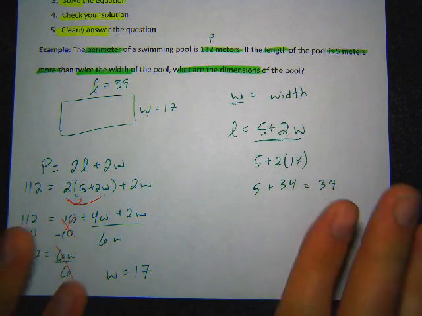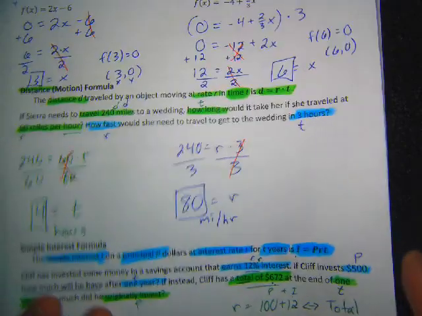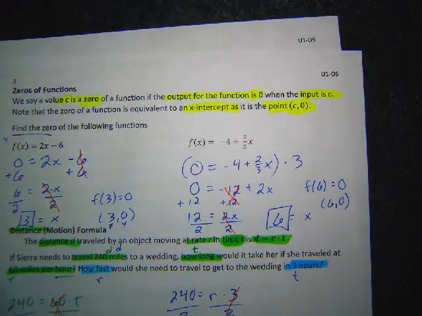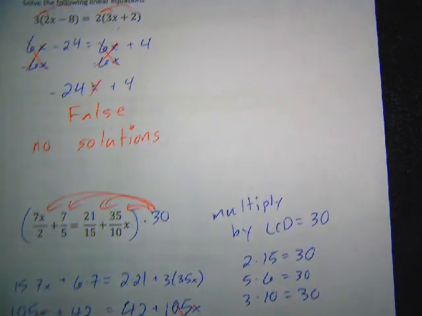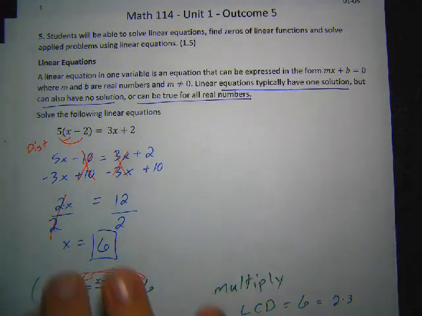But that's it for outcome 5. So outcome 5 was really just solving equations. We did talk about some story problems here at the end, but the main thing was knowing what the zeros of a function are, how to find those, and then solving these linear equations. Noticing sometimes you don't have any solutions, sometimes you have infinite solutions, and then of course the regular ones where you just have one solution.